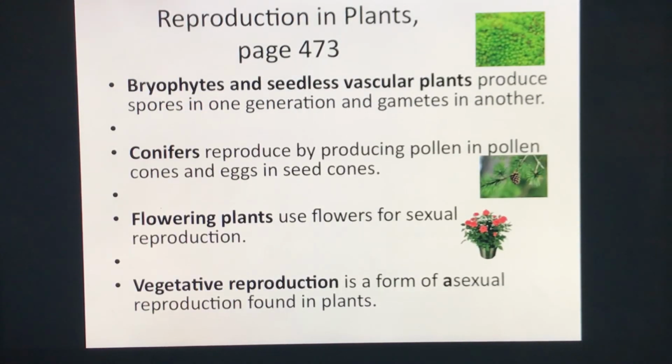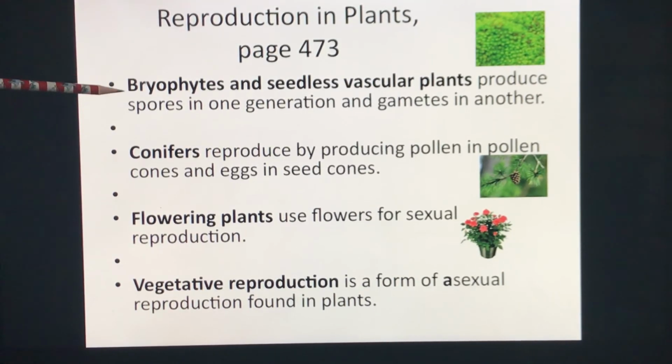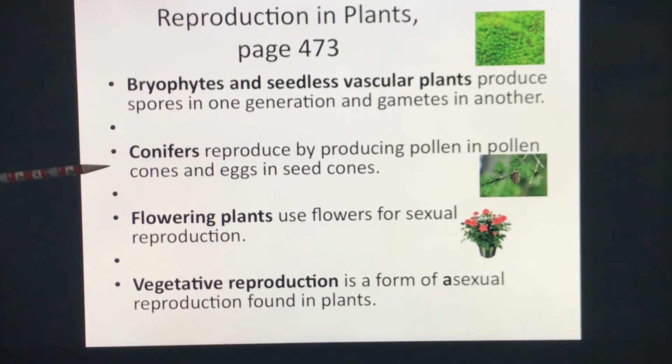All right, so let's take a look at reproduction in plants. They have a nice review here from our previous module. We know that bryophytes and seedless vascular plants like mosses produce spores in one generation and gametes in another. And then we have conifers that reproduce by producing pollen in pollen cones and eggs in seed cones. And now in this module we'll be looking at flowering plants that use flowers for sexual reproduction.